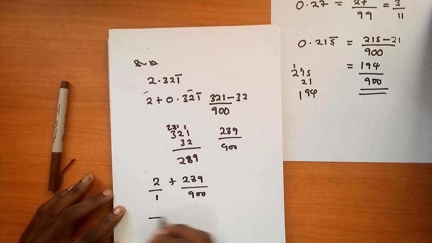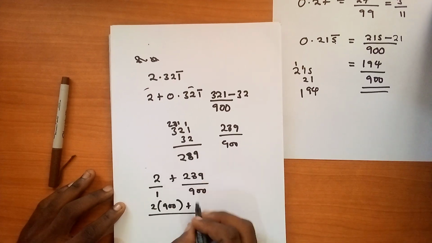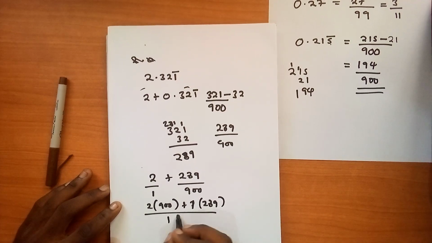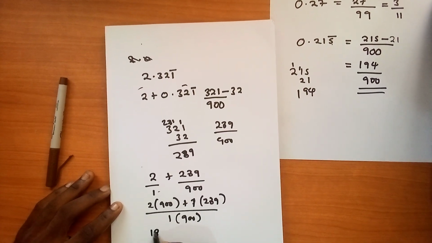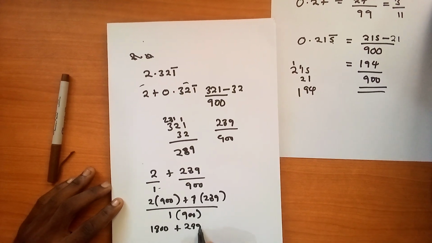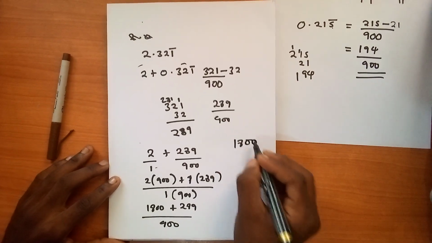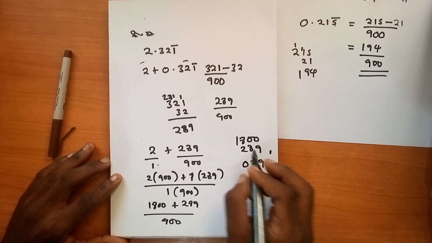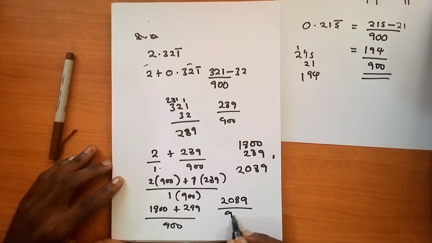Okay, over 1. You cross multiply. This is 2 times 900 plus this is 1 multiplied by 289 over 1 multiplied by 900, which is this. Okay, so this is going to give you 1800 plus this is going to give you 289. This is going to give you 900. So when you add these two numbers, 289, you get 9, 8, 10, 0, remainder 1 plus 2. So you get 2889 over 900.